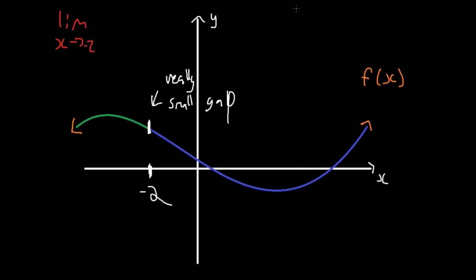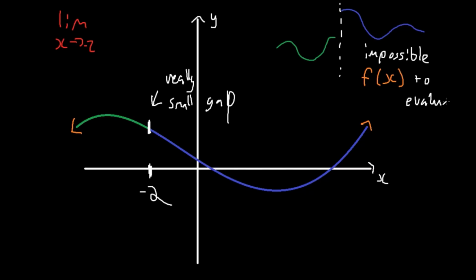The limit only makes sense if the green curve and the blue curve meet at that point. Otherwise, we'd have multiple outputs for f of -2. We'd have this green curve and this blue curve, and they wouldn't be meeting, and f of -2 wouldn't make any sense to take a limit. As we approach it, we're not approaching one thing, we're approaching two things.